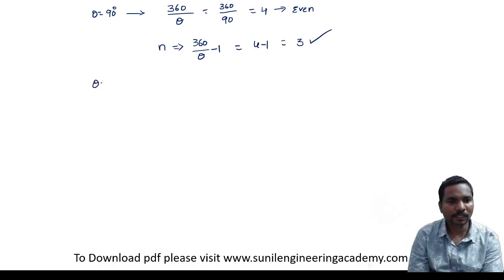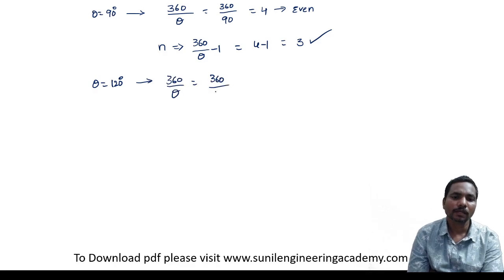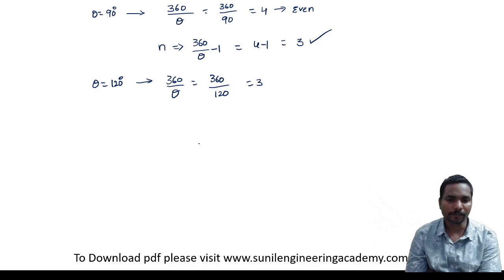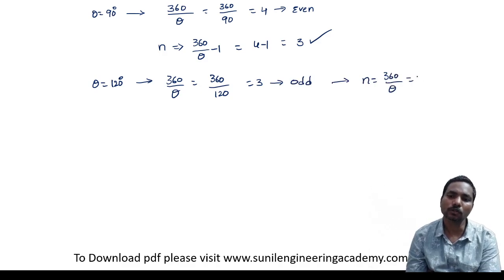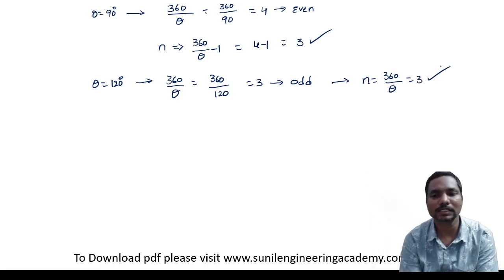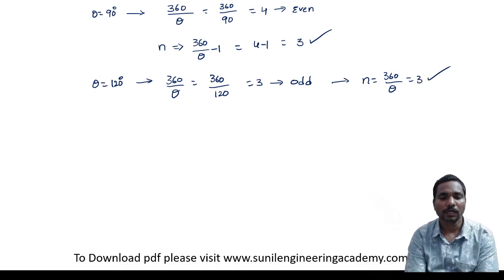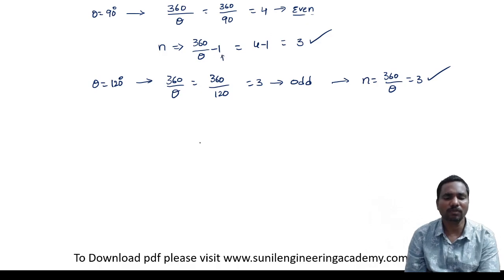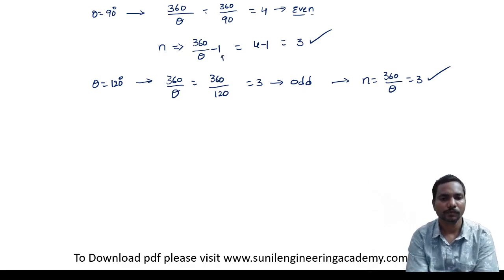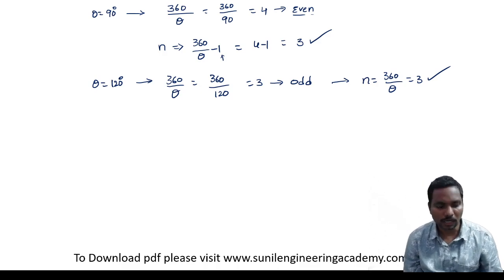If theta is equal to 120 degrees, then calculate 360 by theta. 360 by 120 is 3. 3 is odd. If it is odd, what is the number of images formed? 360 by theta only, that is equal to 3. So in all those cases 3 is the answer. If you get 360 by theta value even, just subtract 1. If 360 by theta value is odd, no need to subtract, that is the answer only. All of you clear?